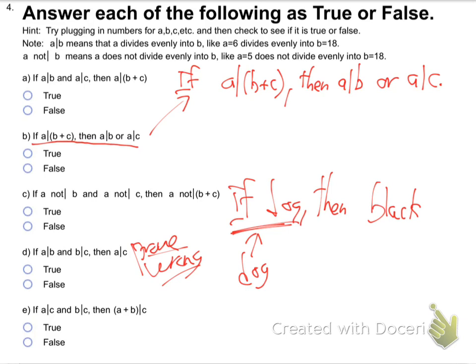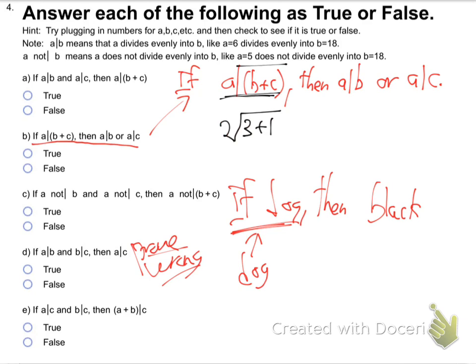So what you should try to do on these if-then things is find an A, B, and C that meet the if. And then see if it happens to meet the then or not. So pick an A, a B, and a C, where A does divide into B plus C. You know what I mean? Somebody got one? What's an A that goes into B plus C? What do you got?